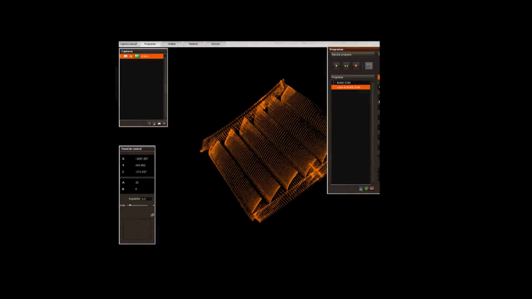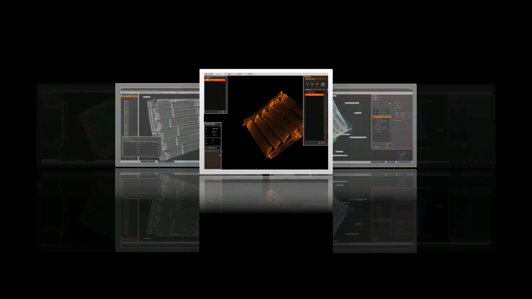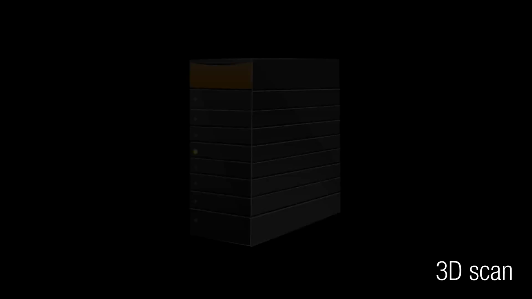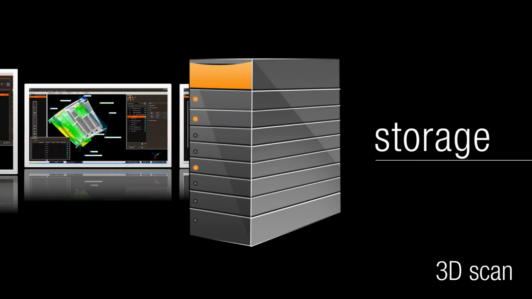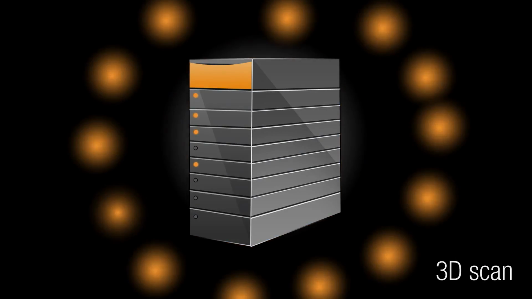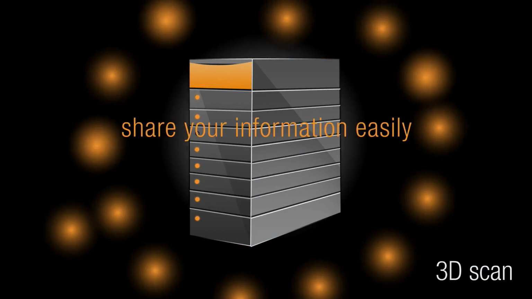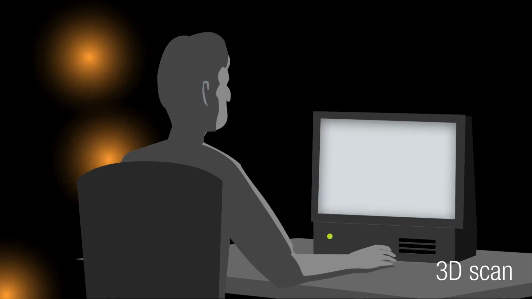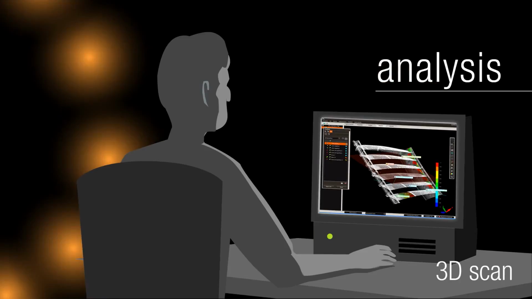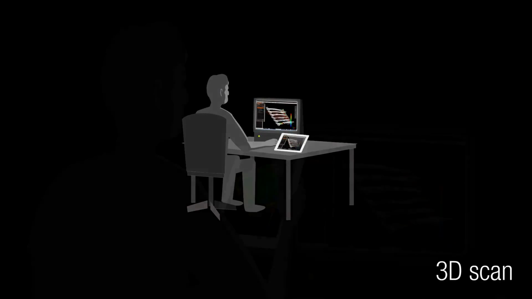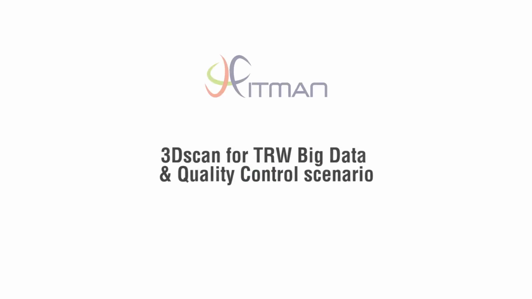3D scanning speeds up the dimensional and surface data acquisition process and allows for quality control to be performed close to the production line. 3D scan enables the storage of the generated 3D point clouds and results in the cloud, facilitating the collaboration between departments and factories all over the world. In order to achieve zero defect production, all the parts must comply with strict dimensional tolerances and surface requirements.